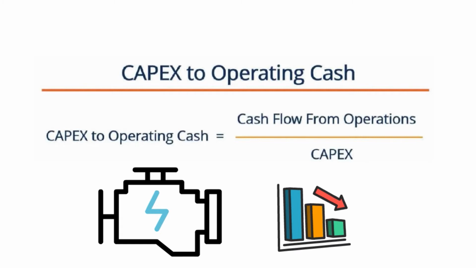So the capex to operating cash ratio measures how much of a company's operating cash flow is funneled into capital expenditure projects. The formula is cash flow from operations divided by capex.